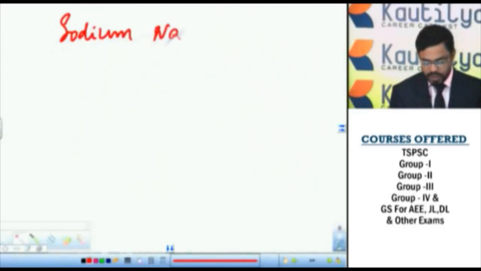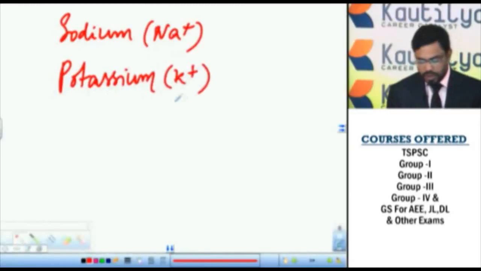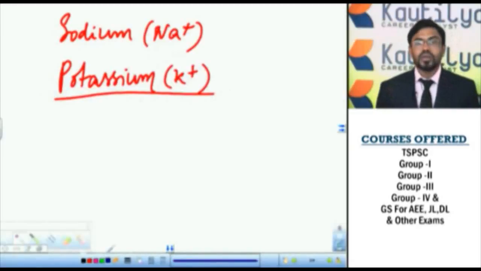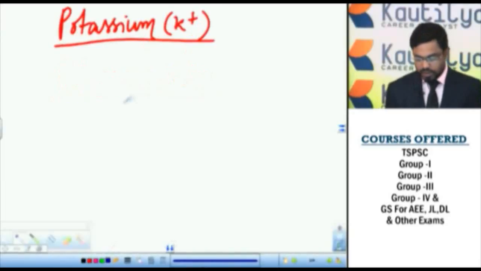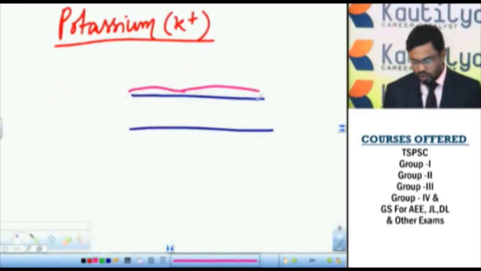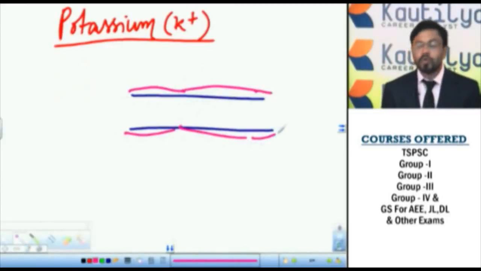For the transmission of the nerve impulse, sodium ions, that is Na+ ions, and potassium ions, K+ ions, play an important role. The sodium potassium pump is a complex of proteins responsible for the transmission of the nerve impulse. On the axon membrane, a potential gradient is created. This potential gradient allows the nerve impulse to move forward.